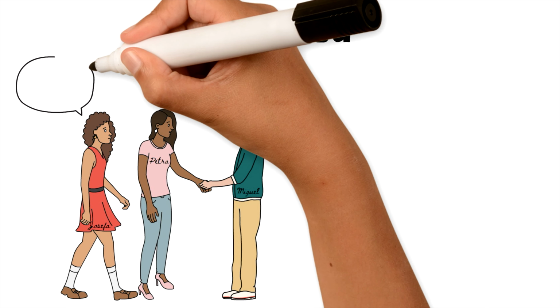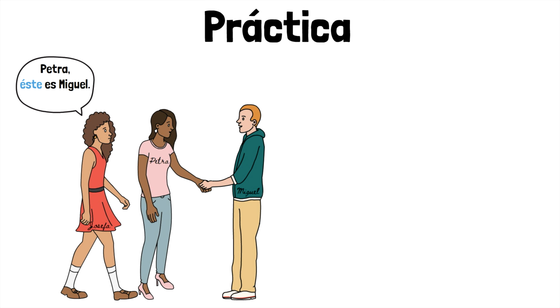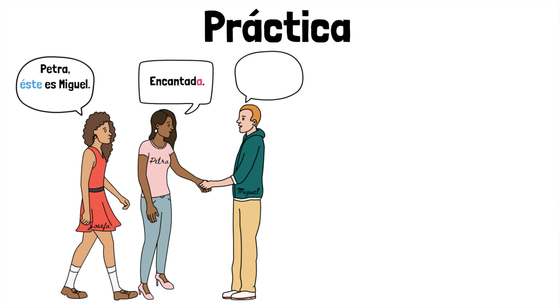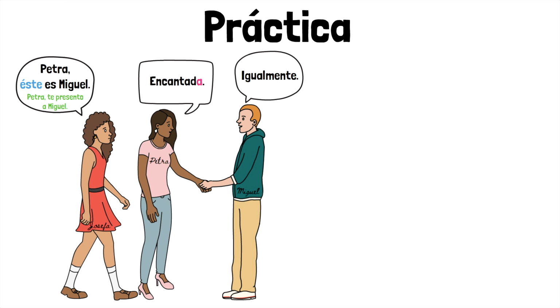So Josefa says, Petra, este es Miguel. Petra responds, encantada. To which Miguel replies, igualmente. There's another option of how things could have happened. Josefa could have said, Petra, te presento a Miguel. And Petra could have said, mucho gusto. And Miguel could have replied, el gusto es mío. And now you've seen both exchanges.